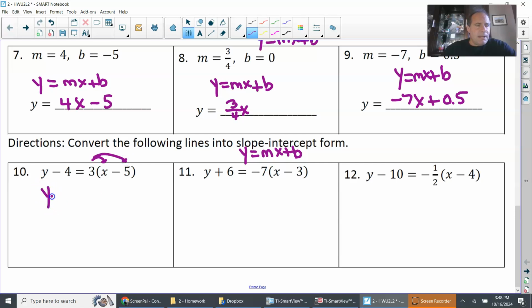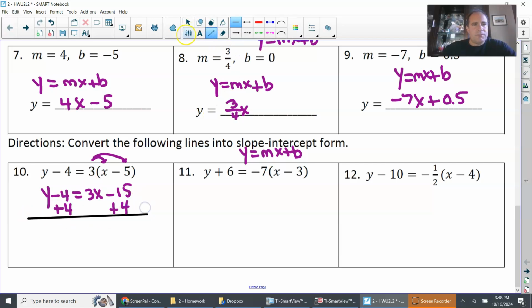So this is y minus 4 equals 3 times x is 3x. 3 times negative 5 is negative 15. Once you have that, you have to solve for y. One more step. This is plus 4. This is plus 4. And we are almost finished. This cancels. Y equals 3x. And then you put negative 15 plus 4 into your calculator.